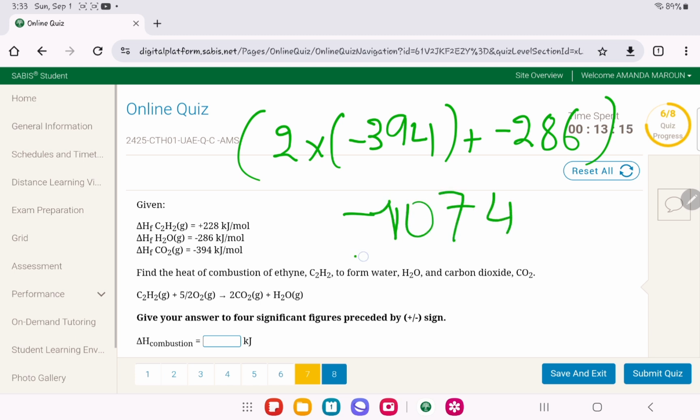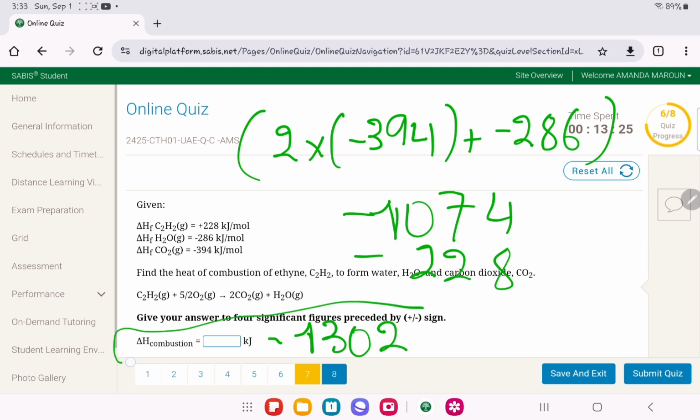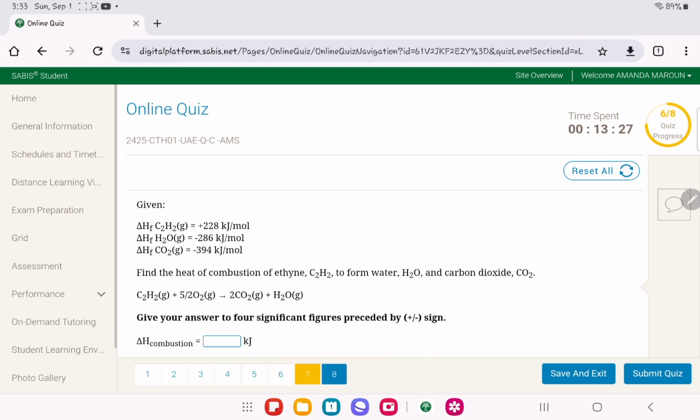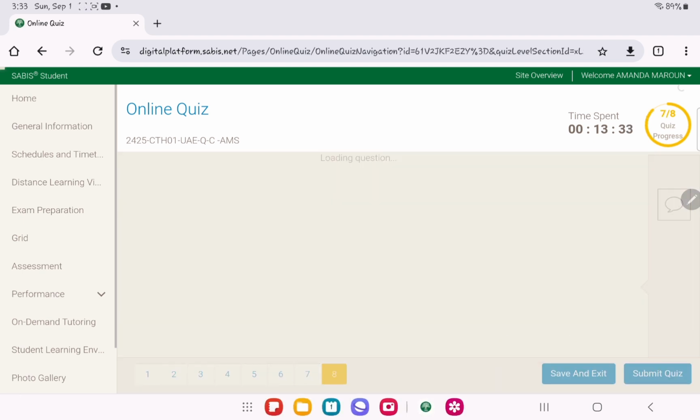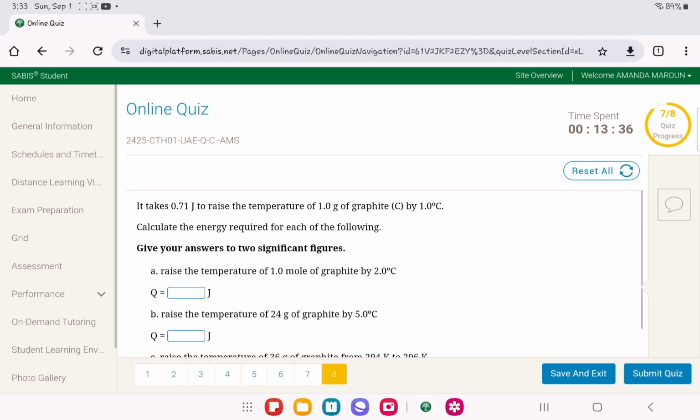And then we're going to subtract it from what? From 228. So minus 228, we're going to get negative 1302. This is our final answer. So the final answer is negative 1302.